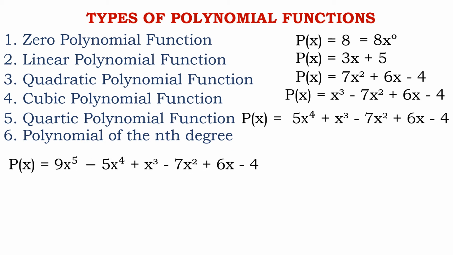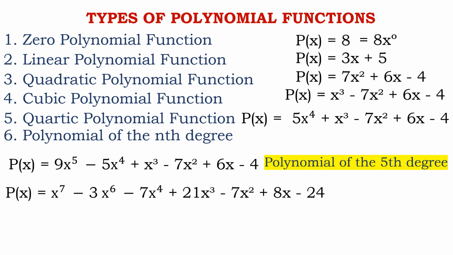nth degree. Halimbawa, p of x is equals to 9x to the 5th minus 5x to the 4th plus x cubed minus 7x squared plus 6x minus 4. Ang highest exponent niya ay 5. So, ang tawag dito ay polynomial of the 5th degree. Another example. So, if you notice, the highest exponent here is 7. So, ang tawag sa kanya ay polynomial of the 7th degree.